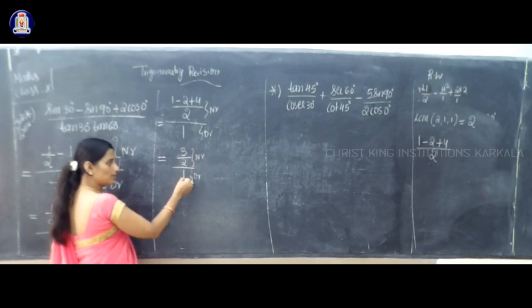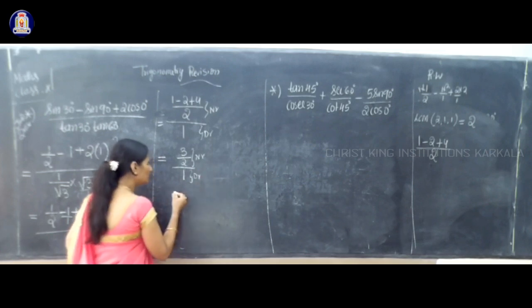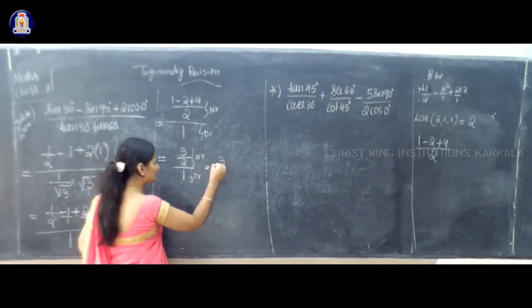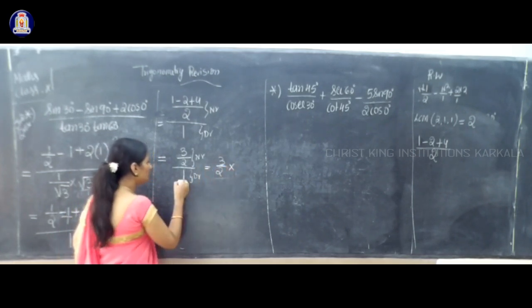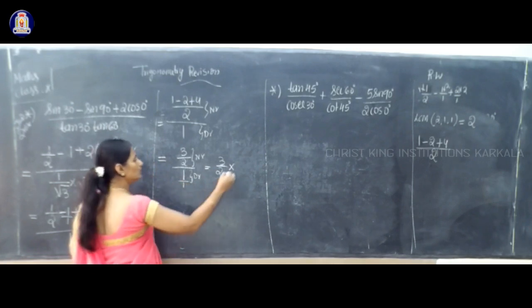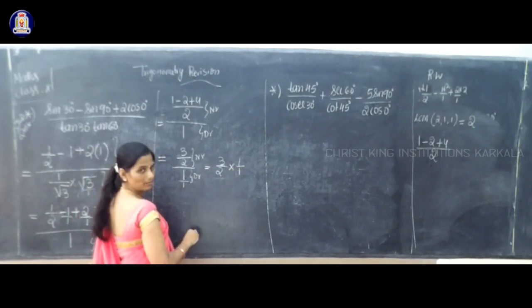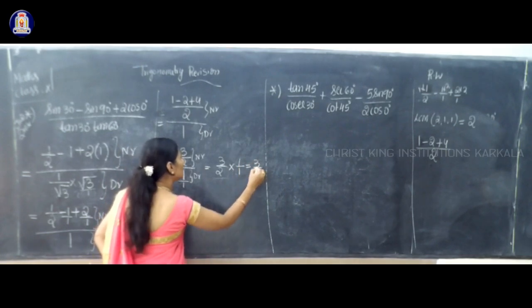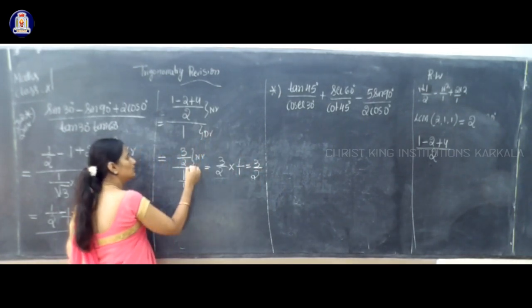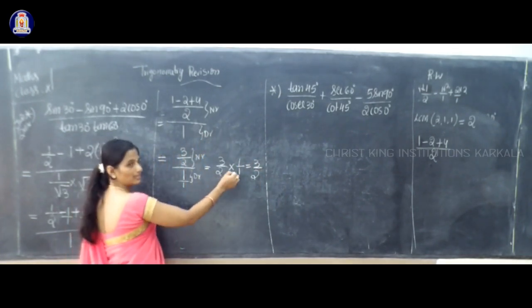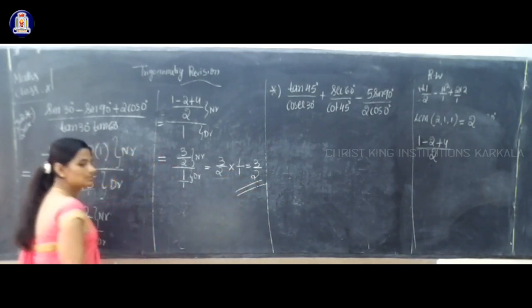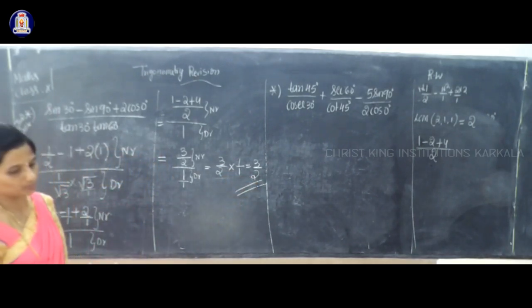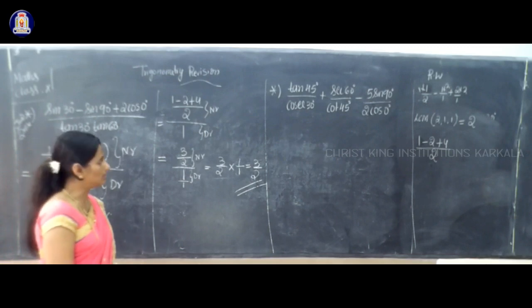So numerator by denominator: denominator is 1, so what is your answer? It is 3 by 2. Denominator 1 means it is 1 by 1, so when it goes to the numerator it is 1 by 1. So the answer is 3 by 2. You can stop here. No need of writing these two. So your answer is 3 by 2.